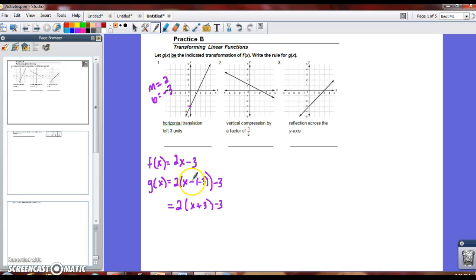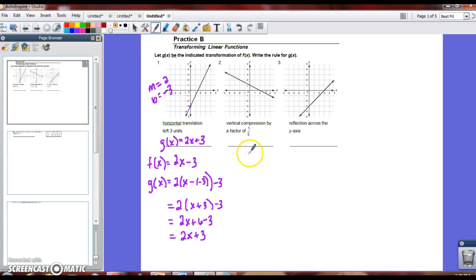Again, when you're doing a horizontal translation to the left or to the right, you're substituting x with x minus whatever direction you're going. In this case, since we're going to the left, we put in -3. Negative times a negative becomes positive. From there, we're just going to distribute and then combine our like terms. So our final answer here is 2x plus 3, and that's what goes here. g of x is equal to 2x plus 3.